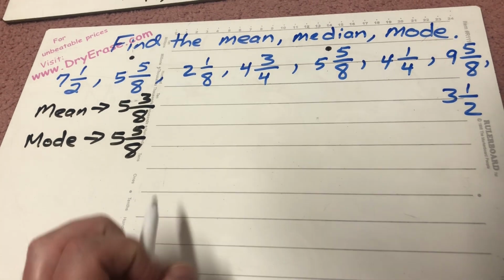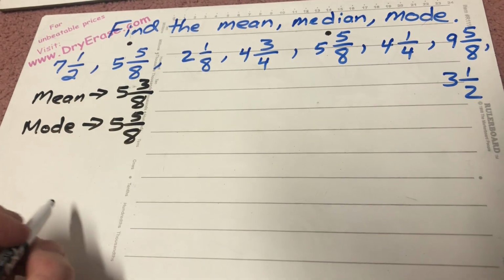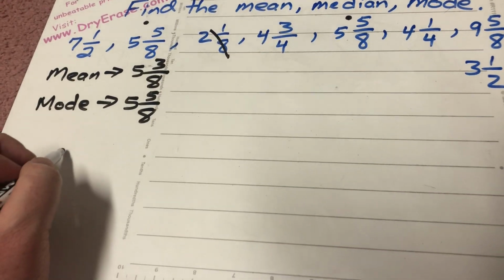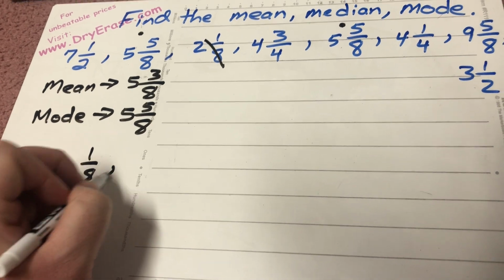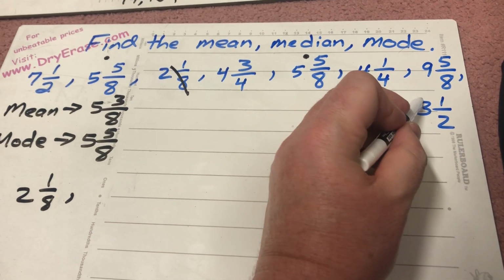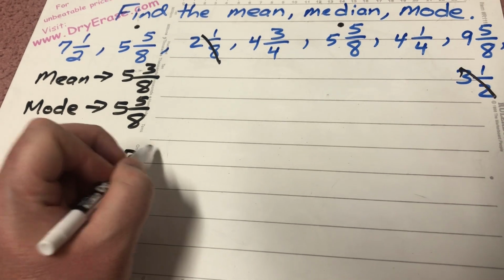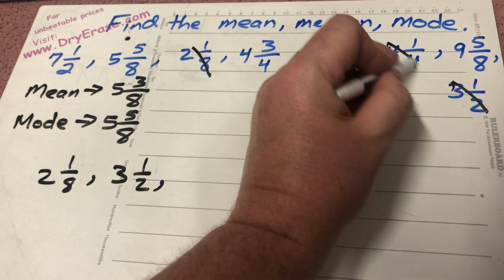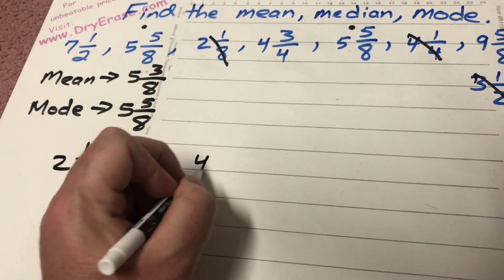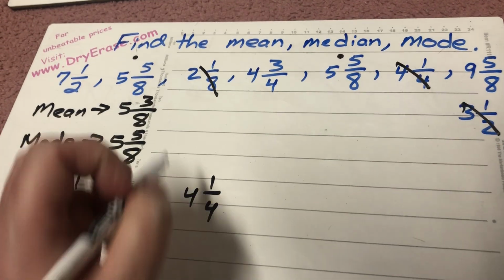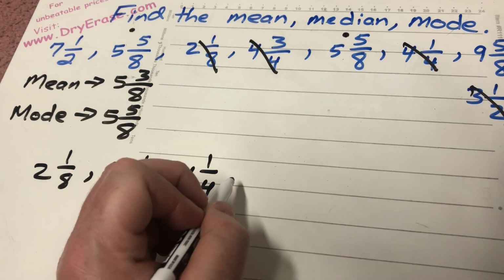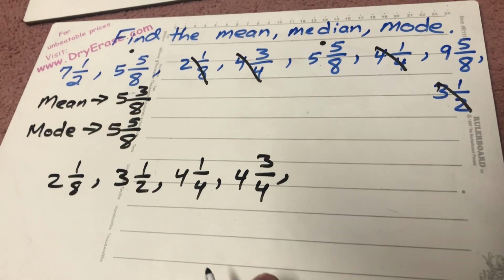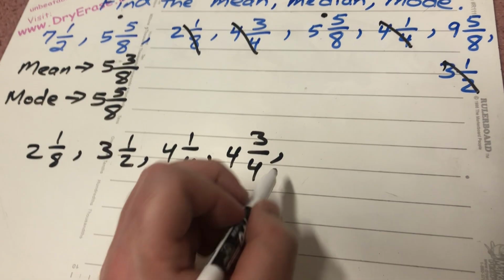Now I need to find the median, which is the middle number in a set of data. So I need to put these all in order from least to greatest. It looks like my smallest one is 2 1/8. That's going to be followed by 3 1/2, which is followed by 4 1/4, which is followed by 4 3/4, which will be followed by my 5 and 5/8.